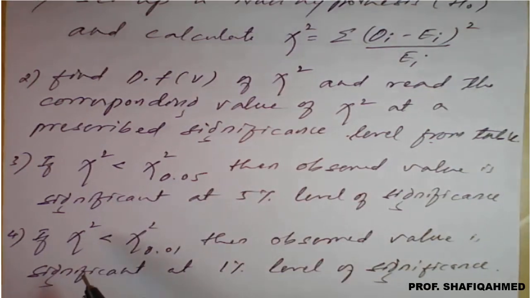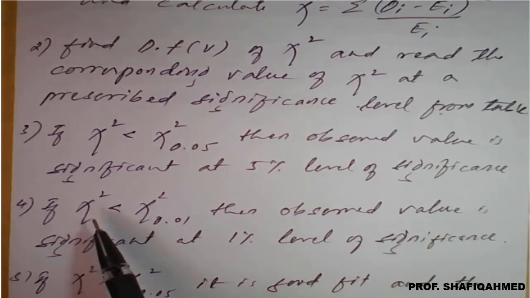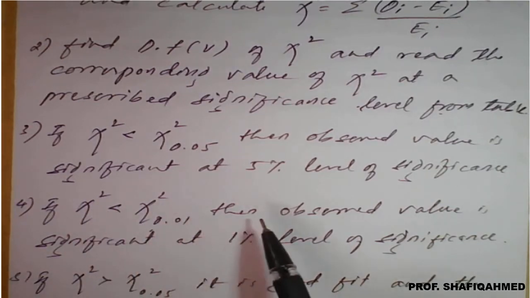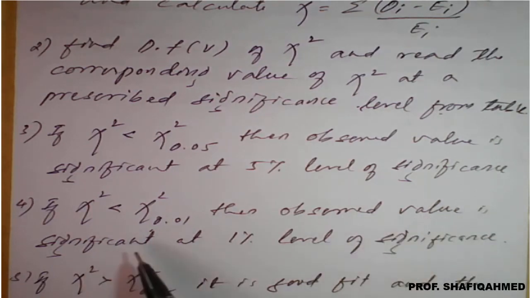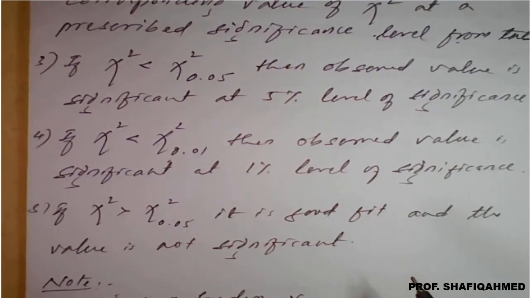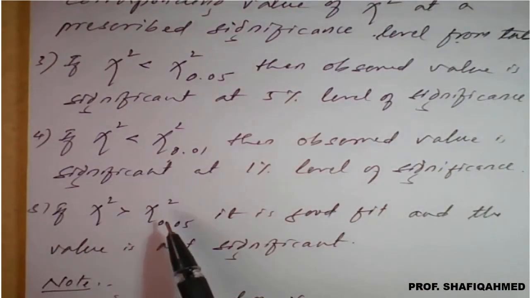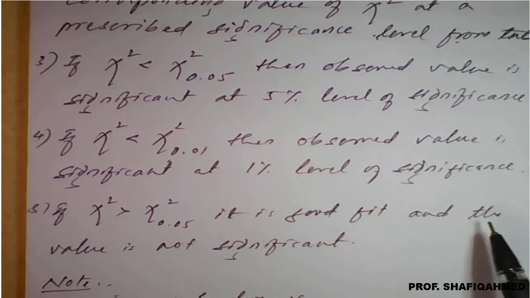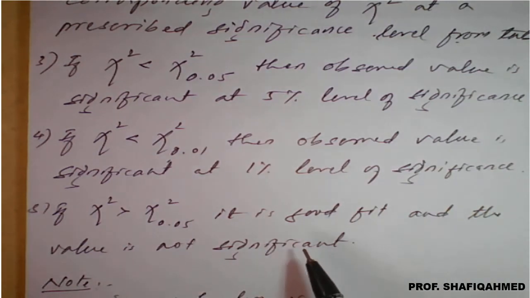And point number 4: if chi-square is less than chi-square of 0.01, then the observed value is significant at the 1% level of significance. The next is, if chi-square is greater than chi-square of 0.05 or 0.01, I have taken only one here, it is a good fit and the value is not significant.